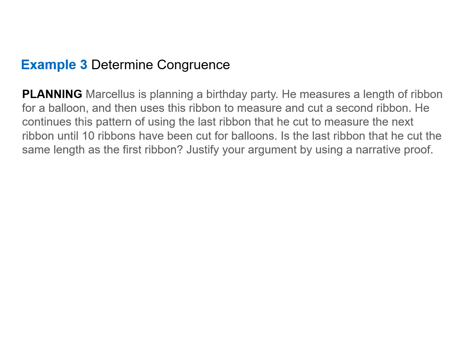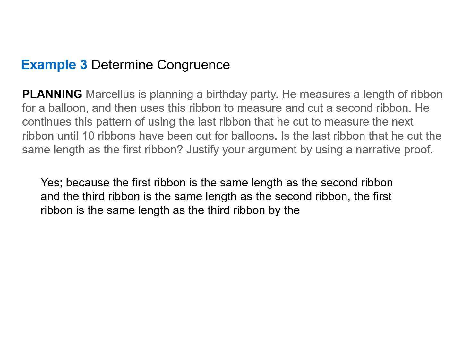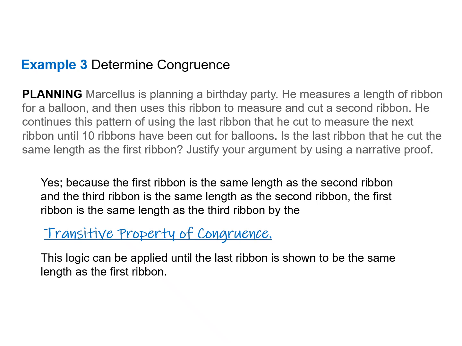So let's think about it. The answer is yes, because the first ribbon is the same length as the second ribbon, and the third ribbon is the same length as the second ribbon. The first ribbon is the same length as the third ribbon by what? What property allows us to say that these would be congruent? It's the transitive property of congruence. And this logic can be applied until the last ribbon is shown to be the same length as the first ribbon.